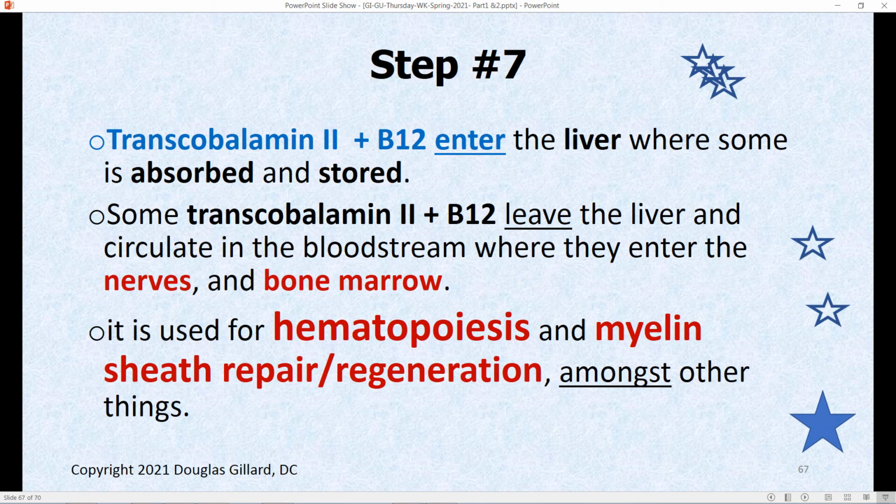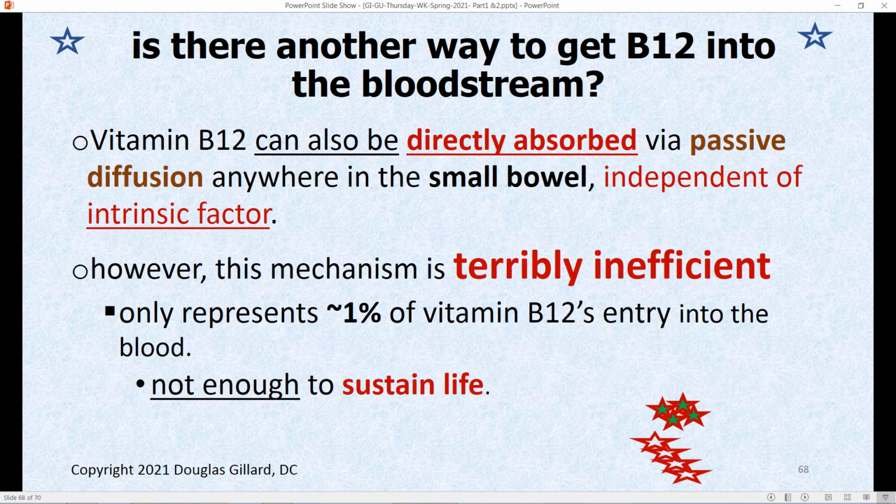Yep, and then in the liver, it's absorbed, as we said, and can be stored there as well. And yep, hematopoiesis in the bone marrow, and myelin and sheath repair in nerves. So those are some very important actions for it.